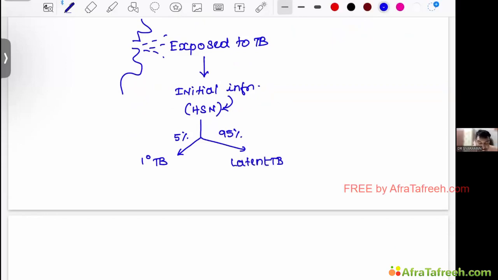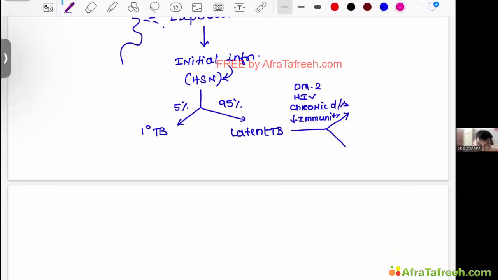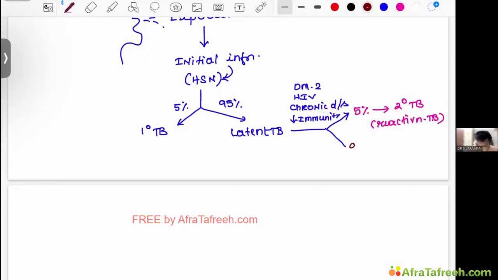This 95% of cases, whenever they have certain factors like diabetes, HIV, chronic disease, decreased immunity, out of these people, 5% of cases are going to become secondary TB, which is reactivation TB, and 90% of cases are going to remain the same, with no disease. So this is the progression of the disease.